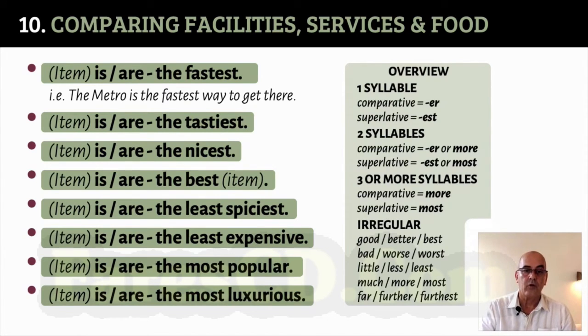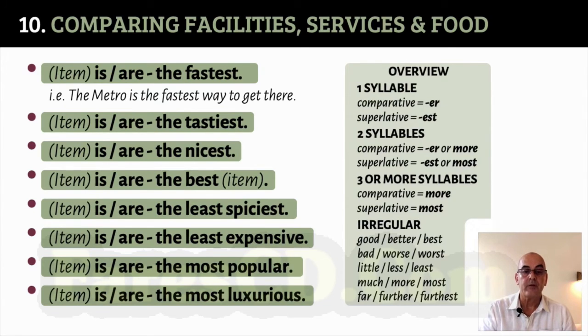One-syllable adjectives: tall, old, young, green. Two syllables: you can choose comparative er or more, superlative est or most. Two-syllable adjectives with er: friendly, friendlier, quiet, quieter, simple, simpler, happy, happier. Two-syllable adjectives with more or less: peaceful, more peaceful, careful, more careful, and pleasant, less pleasant. With three or more syllables, comparative is more and superlative most.